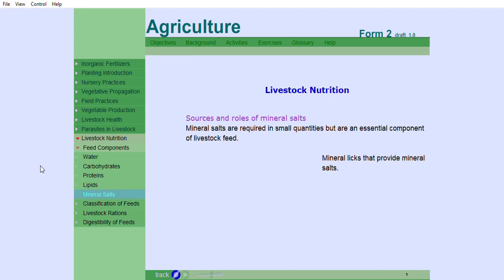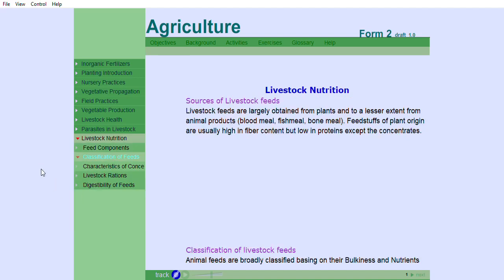Sources and roles of mineral salts. Mineral salts are required in small quantities but are an essential component of livestock feed. Sources of livestock feeds. Livestock feeds are largely obtained from plants and to a lesser extent from animal products such as blood meal, fish meal, or bone meal. Feedstuffs of plant origin are usually higher in fiber content but low in proteins, except the concentrates.